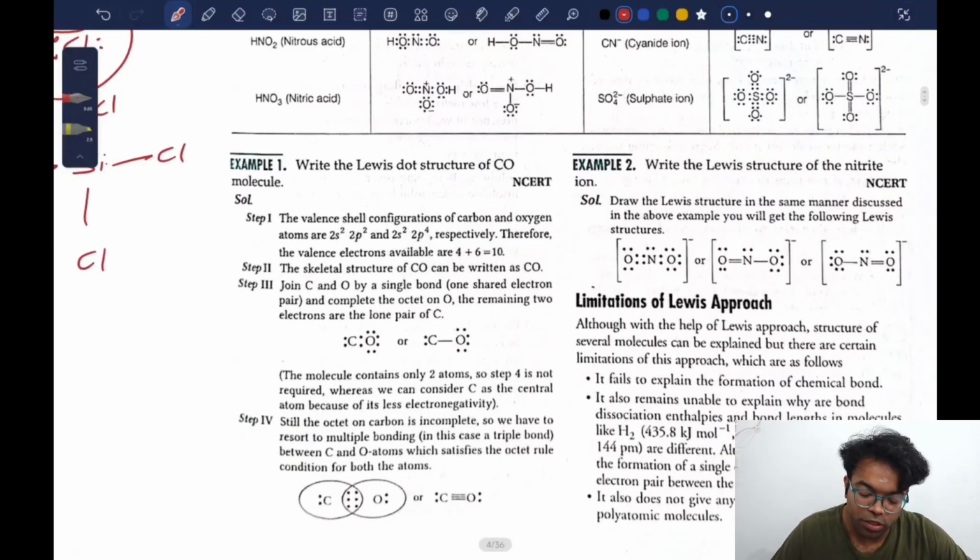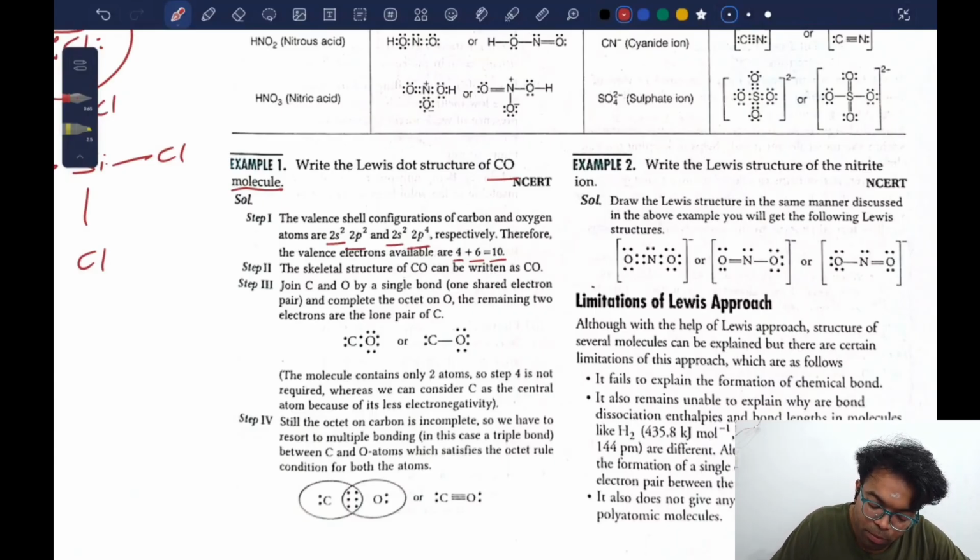Write the Lewis dot structure of carbon monoxide molecule. The valence shell configurations of carbon and oxygen atoms are 2s2 2p2 and 2s2 2p4 respectively. Therefore, the valence electrons available are 4 plus 6, equal to 10. That is the maximum number of electrons you can have. Now, join carbon and oxygen by a single bond, one shared electron pair, and complete the octet on oxygen. The remaining two electrons are lone pairs.